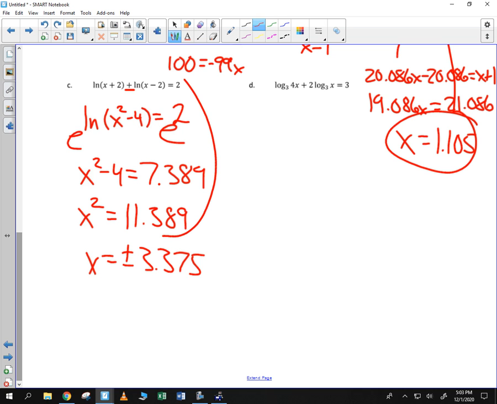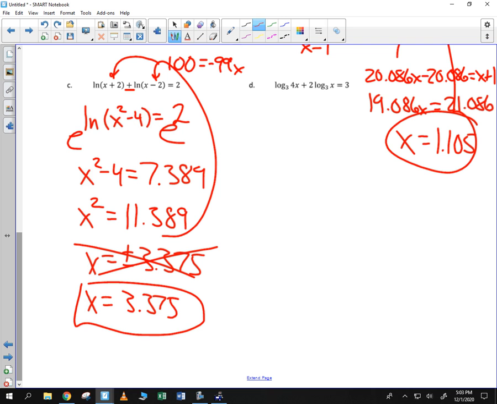If we plug it in, we get a positive there, and we get a positive there, only if we use positive 3.375. So it's not the negative, it's just x is equal to positive 3.375. If we use the negative, we come up with a negative result. So this is our only solution.